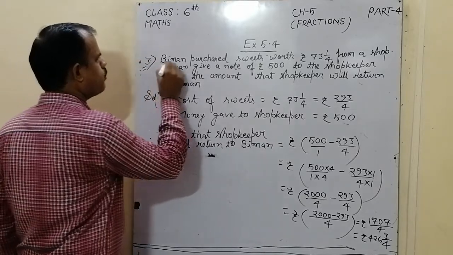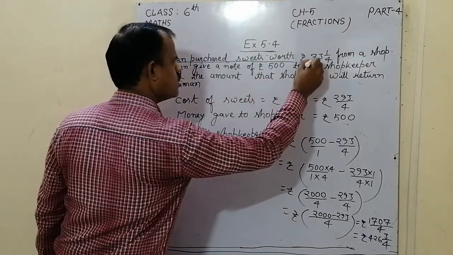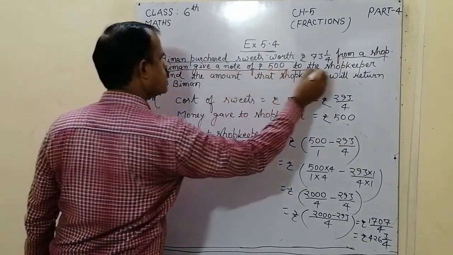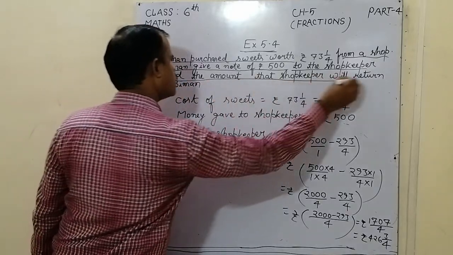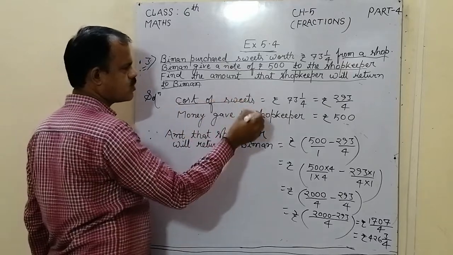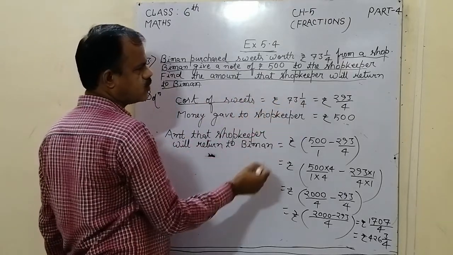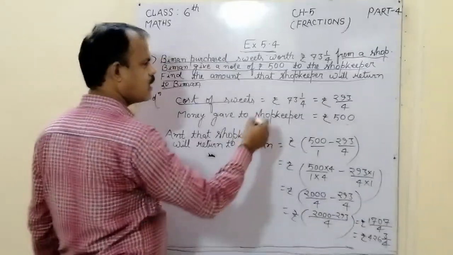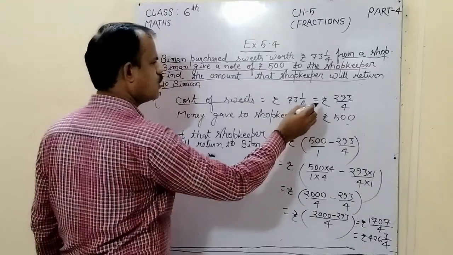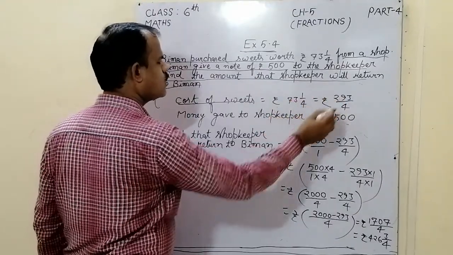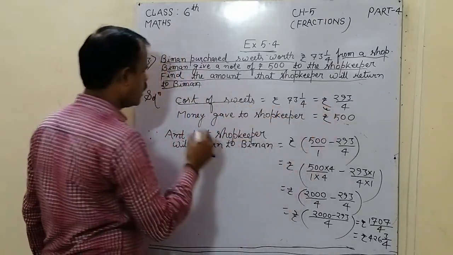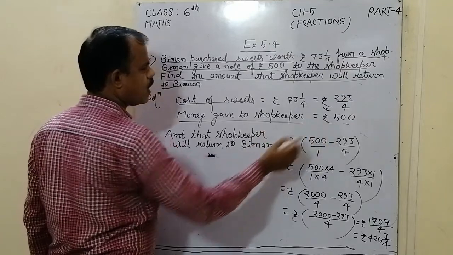Question number 3. Biman purchased sweets from a shop. Biman gave a note of rupees 500 to the shopkeeper. Find the amount that shopkeeper will return to Biman. So students, see here, cost of sweets is rupees 73 whole 1 by 4. This is a mixed fraction. We have to change this into an improper fraction, that is 73 times 4 is 292 plus 1, 293 by 4. Okay, so cost of sweets is this, and money given to shopkeeper is rupees 500.